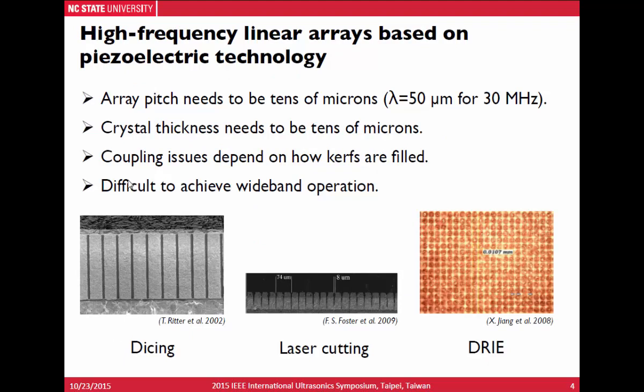The traditional method to make ultrasound transducers is based on piezoelectric technology, and as the frequency increases, the array pitch needs to be tens of microns. The traditional dicing method will be difficult to achieve such a small size. That's why laser cutting and deep RIE technologies have to be used. Also, the crystal thickness needs to be tens of microns. Those form the challenges on the fabrication side.